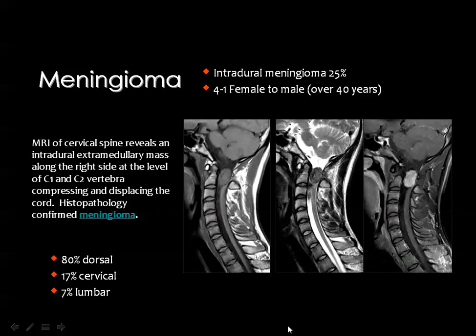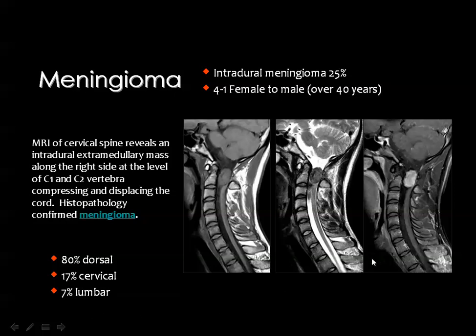Intradural meningiomas represent about 25% of the meningiomas all over the body. 80% of these meningiomas can be seen in the dorsal region, 17% can be seen in the cervical region, and 7% in the lumbar region.